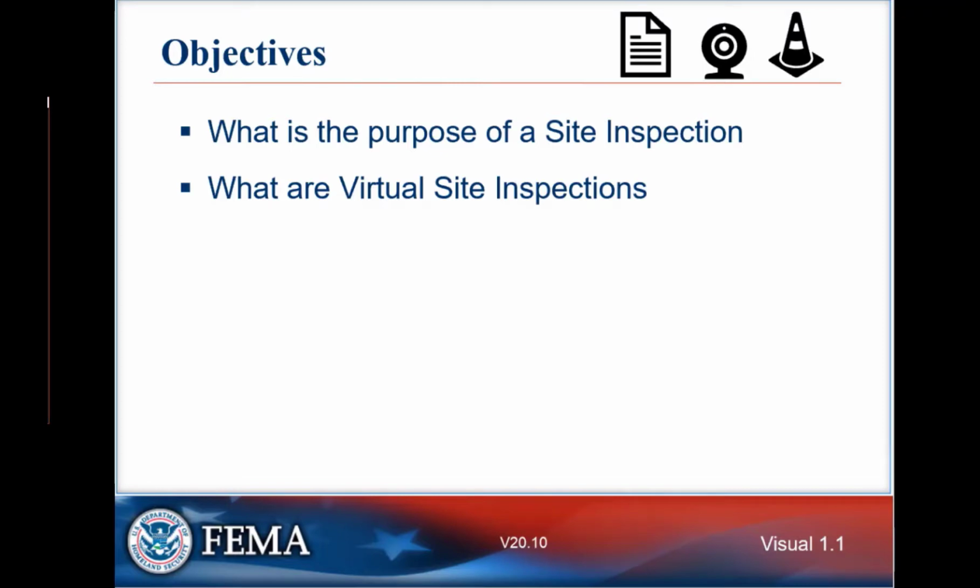So we're going to start with that sheet of paper. That sheet of paper designates a tabletop site inspection. The webcam designates a remote site inspection, and the road cone designates a physical site inspection. So again, you will see these throughout today's presentation, and just know whatever icon you see on that slide, that information is specifically geared toward that type of site inspection.